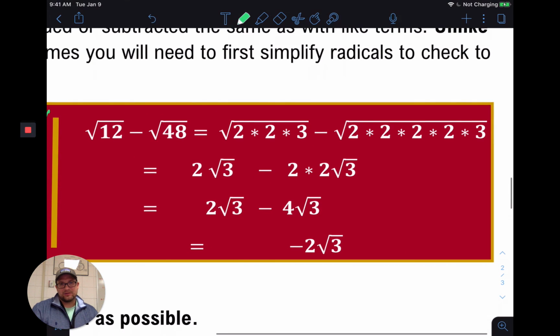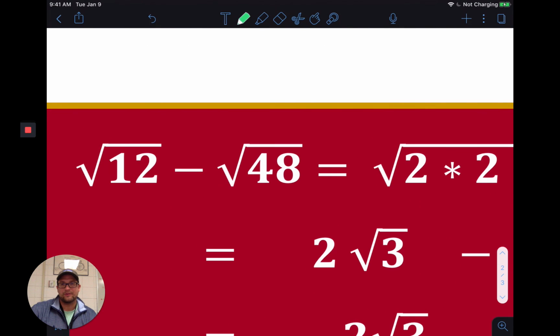Looking at radicals that are not alike, we have right here the square root of 12 and the square root of 48. On the surface, we can't add or subtract those at all because they're not like. That's how addition and subtraction with radicals is defined. But we should always be sure to go through and simplify.